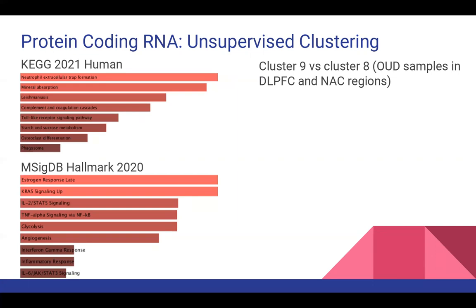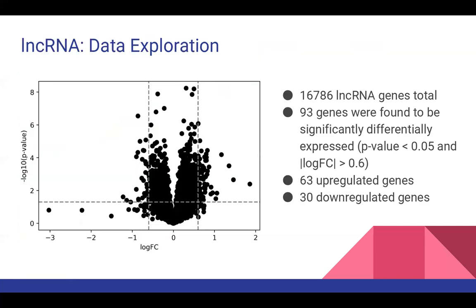Analysis of these genes using Enrichr indicated pathways involved in mineral absorption and response to metal ions, as well as some of the inflammatory pathways found previously, such as TNF-alpha and NF-kappa B signaling. Similar methods were applied for the subset of data containing only long non-coding RNA. For long non-coding RNA, there were 93 significantly altered genes in OUD, with 63 upregulated and 30 downregulated in OUD.